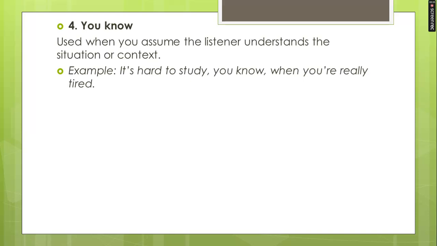So you assume that the listener understands the situation, understands what you mean, understands the feeling and the context. It's hard to study, you know, when you are really tired. Hope you get it.